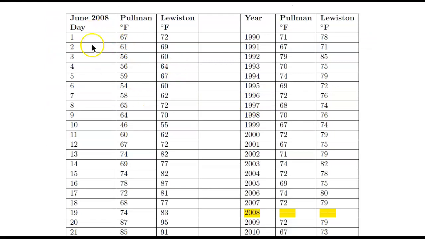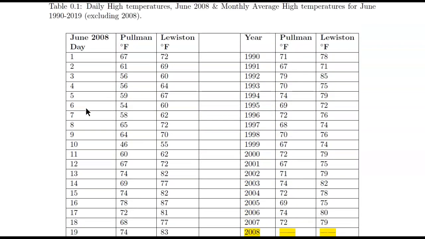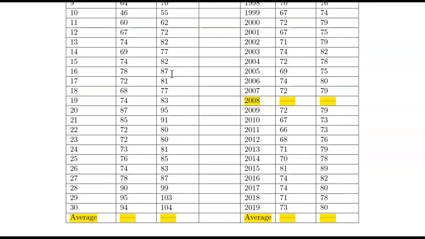So again, this left part of the table has the days of June, which is 1 through 30. And then you have temperatures recorded both at Pullman and at Lewiston airports for each of those days. So those are the average temperatures of the day for either of those stations. And then here at the bottom, you have a highlighted area where you should fill in the average temperatures for all of those 30 years at either station.